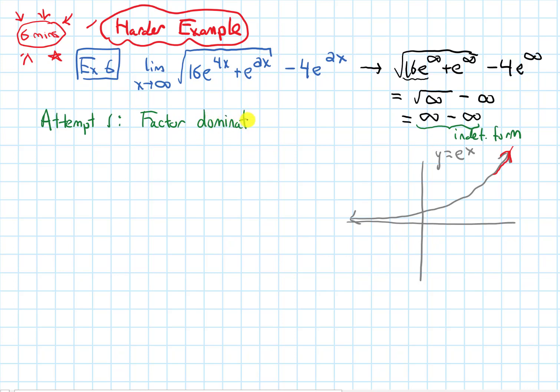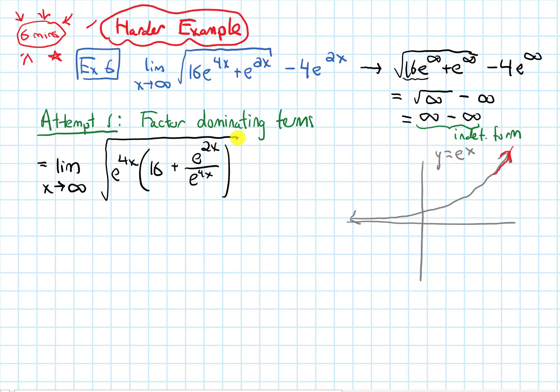We are going to factor the dominating terms. So we have the limit as x approaches infinity. Inside of the square root, the dominating term as x goes to infinity is going to be e^(4x). That exponent is going to be the biggest, so that term is going to dominate. So let's factor out e^(4x). That leaves me with 16 from the first term. From the next term, I'll have e^(2x) divided by this e^(4x) that I'm factoring out inside the square root. And then we have minus 4e^(2x).